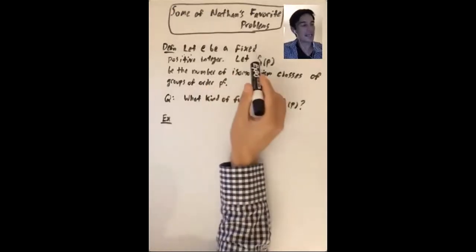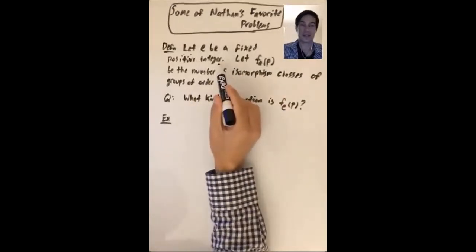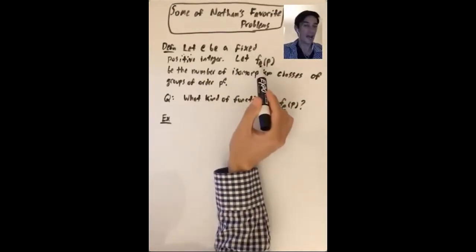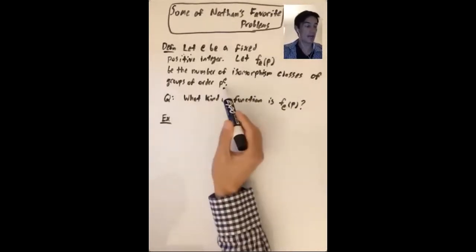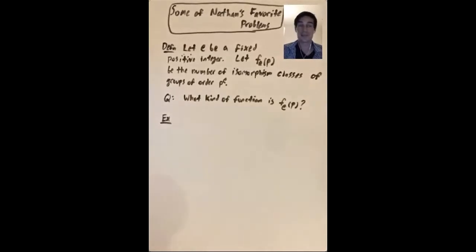So what we're going to do is let e be a fixed positive integer, and then we're going to define a function f sub e of p. So p is going to be a prime number, and e is going to be fixed. We'll let f_e(p) be the number of isomorphism classes of groups of order p to the e. So p to the e is some finite number. e is fixed, p is varying, and we want to know how the number of isomorphism classes of groups of order p to the e is varying.